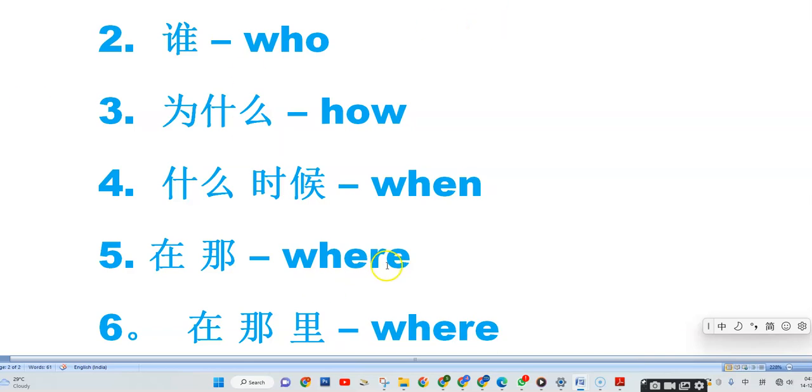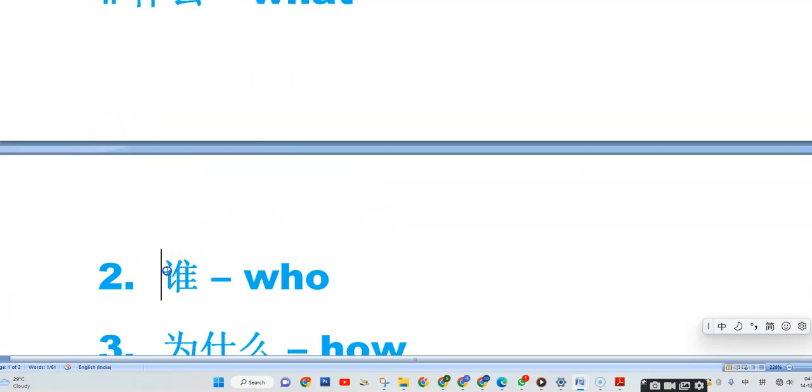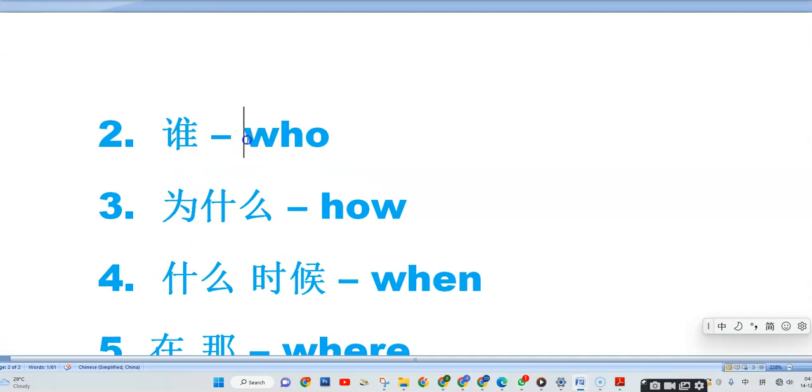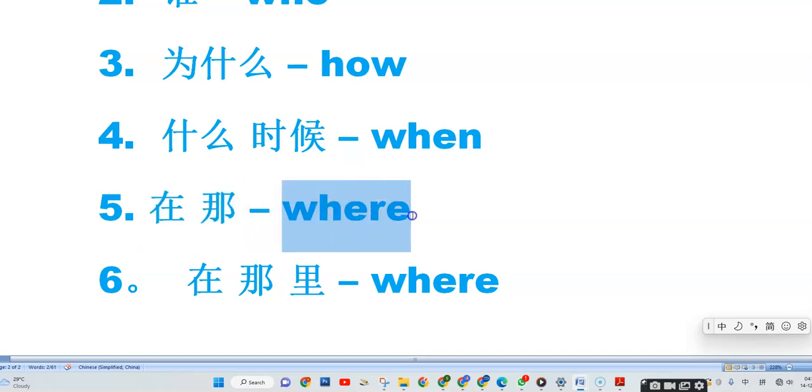So one more time we are revising. Shenme, what. Shei, who. Weishenme is why. Shenme Shihou is when. Zai Nar is where, and Zai Na Li is also where.